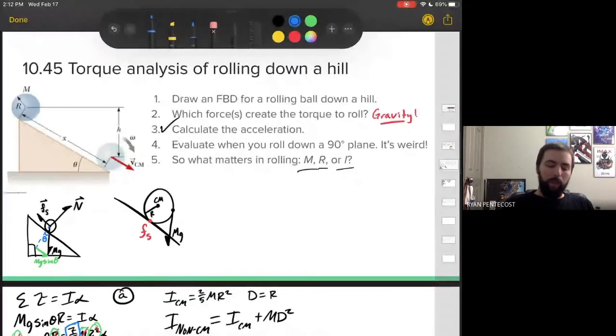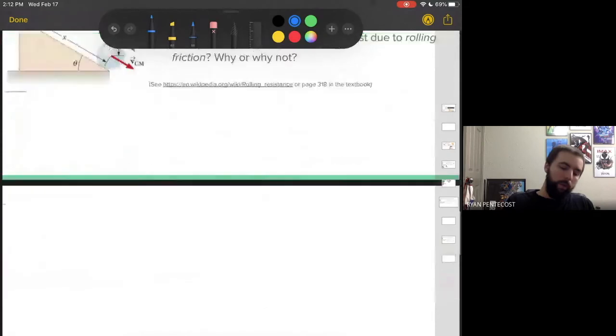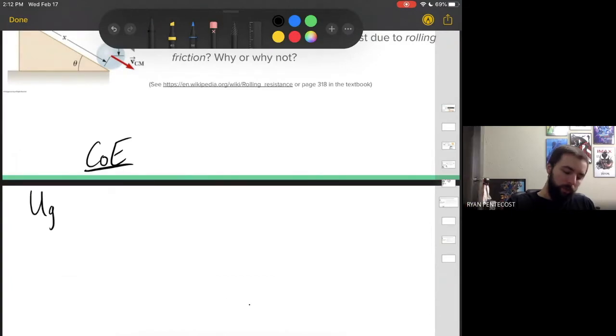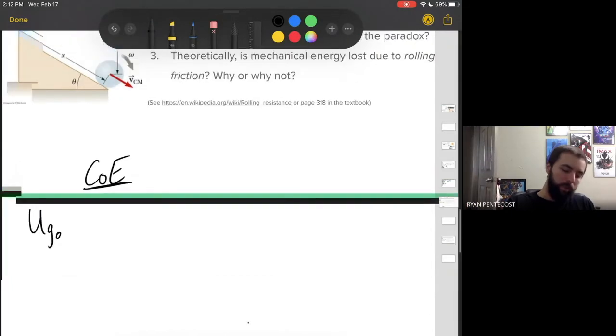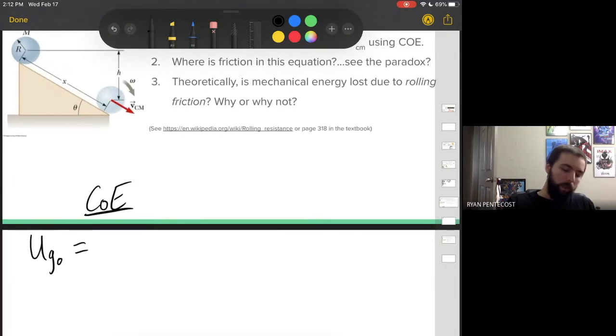Now, let's talk about an energy analysis of rolling down a hill. So here what we want to do is derive the equation for pure rolling velocity of the center of mass using COE, conservation of energy. Our COE, we're going to say that it starts with initial gravitational potential. It's starting at rest, so there is no kinetic energy to deal with. Then we will say that the final gravitational potential energy, we'll call that the ZPL, that's our zero potential level.